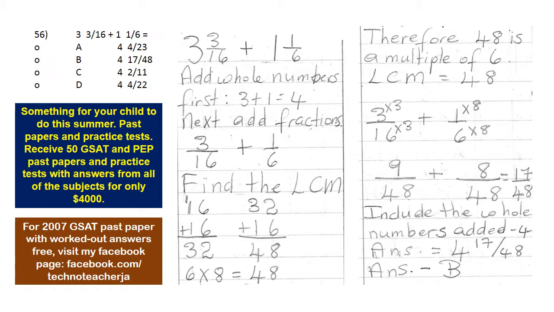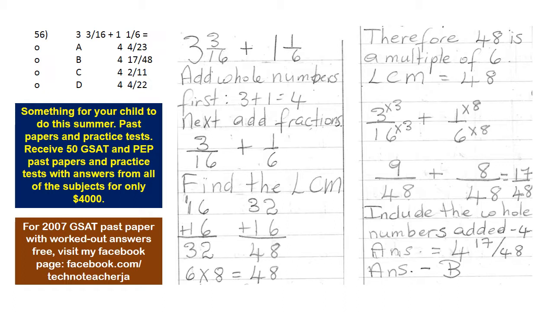Did you come up with the correct answer? Okay. I am going to read what is on the screen first before I explain the answer, since this answer is a bit lengthy. The question again says 3 and 3 over 16 plus 1 and 1 over 6 is equal to.